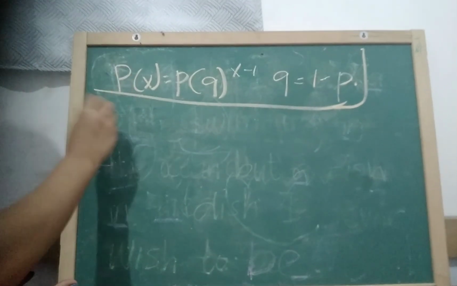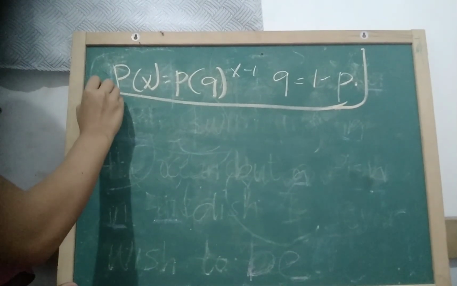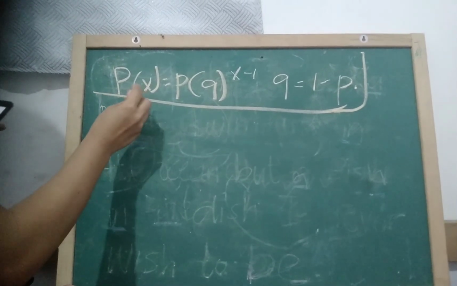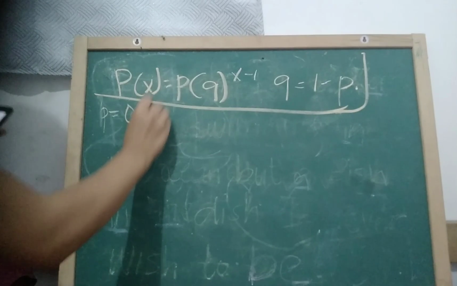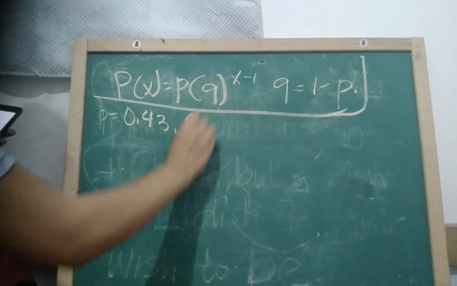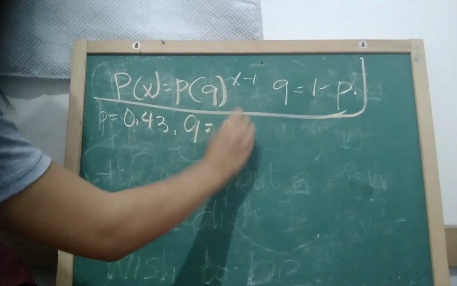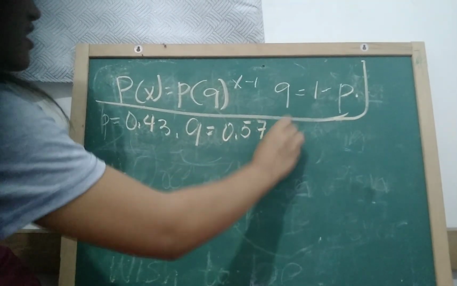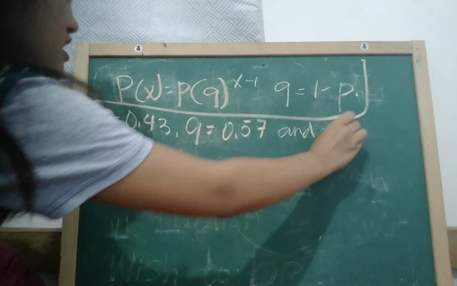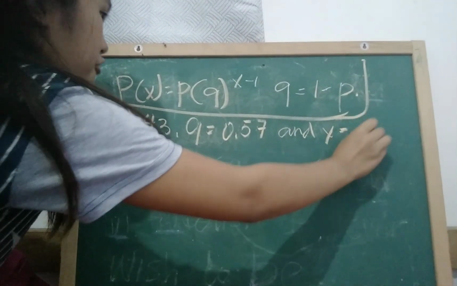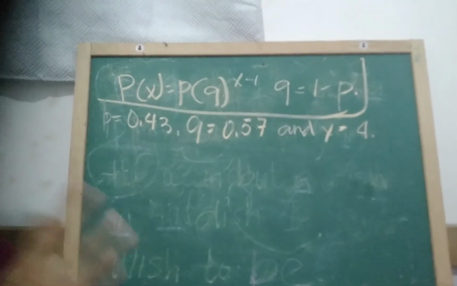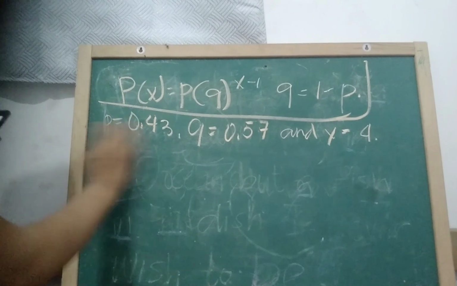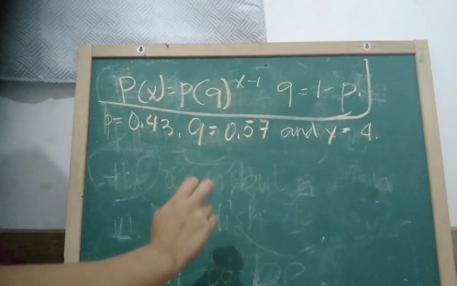Using the formula, we have here given p is equal to 0.43, q is 0.57, and our x is equal to 4. Now we substitute the given values into the formula.